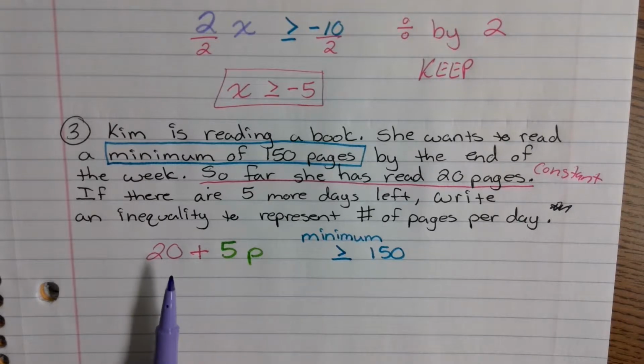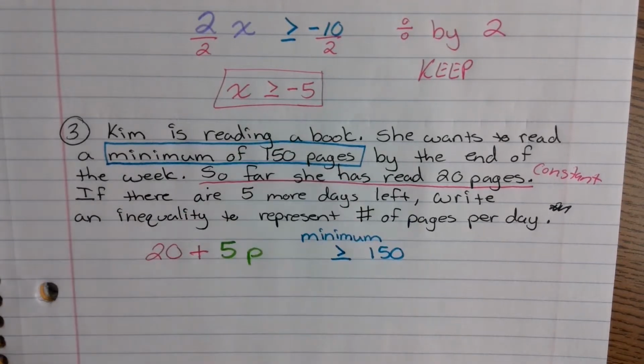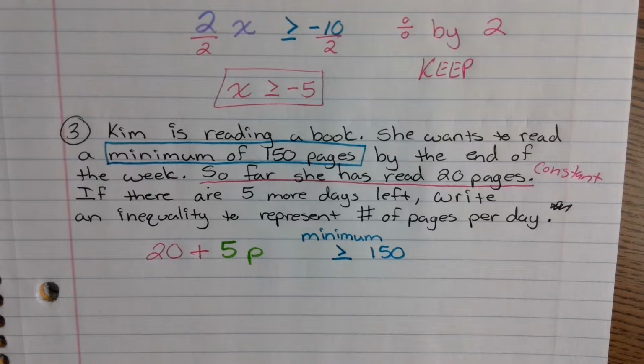Subtract, and then what? And then divide. I'm not going to go into it because at this point you guys know how to do that. I'm just focusing on you setting it up. You can set it up, you can solve it. Okay, so we know we would subtract 20 and then we would divide by 5. That would let us know the bare minimum that she needs to read per day.